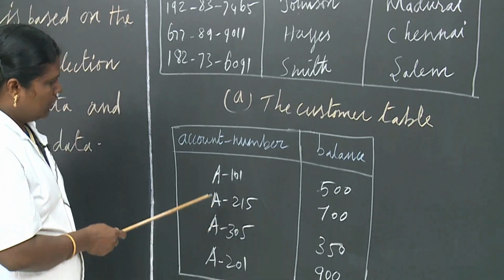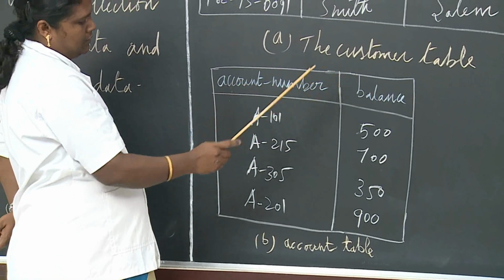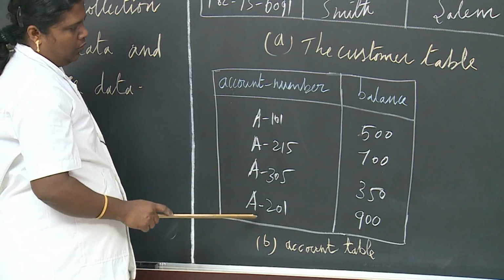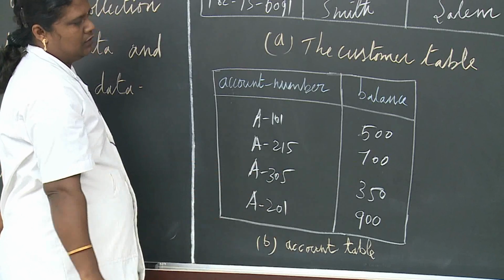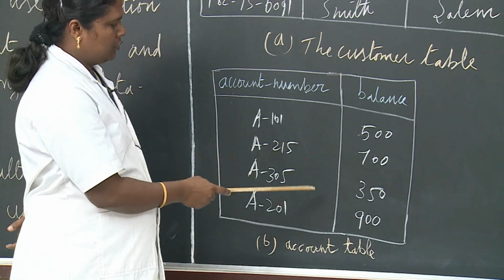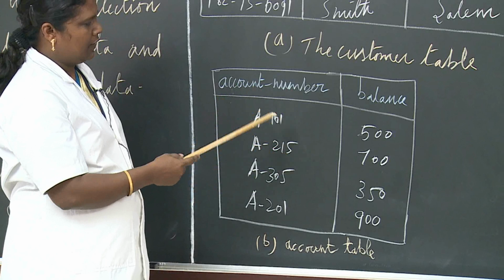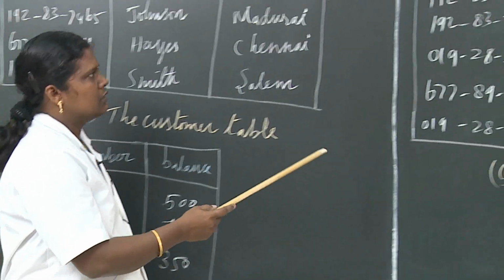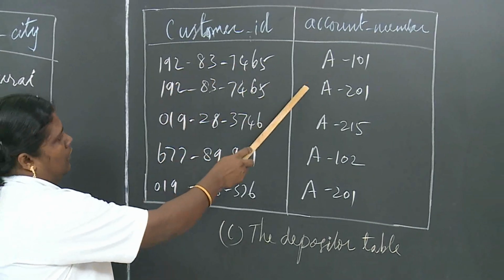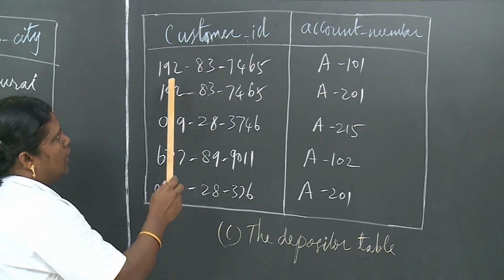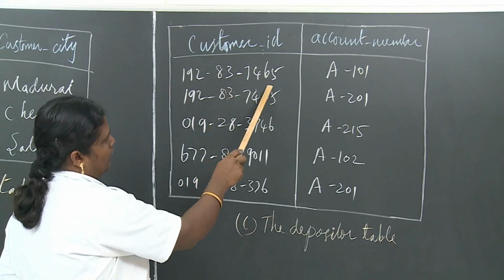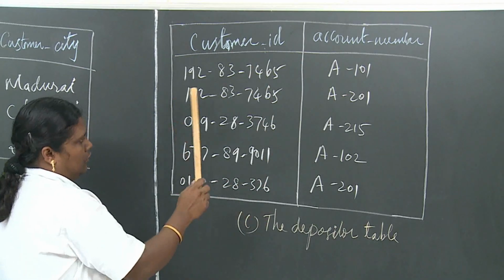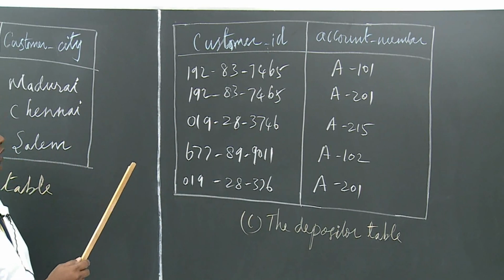In the same way, the account number and balance come under the account table. It includes account numbers and the corresponding balance, in dollars or something else. So this table represents the account details of the database. The next one is customer ID and account number. This depositor table includes the customer ID of the account number A111, and likewise n number of customers and their account numbers.